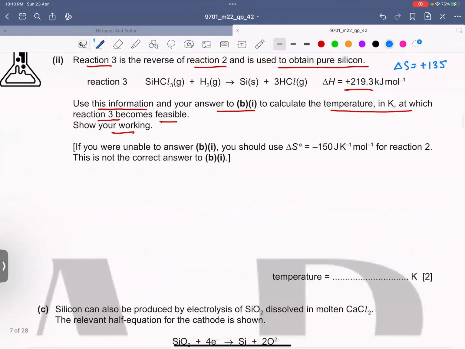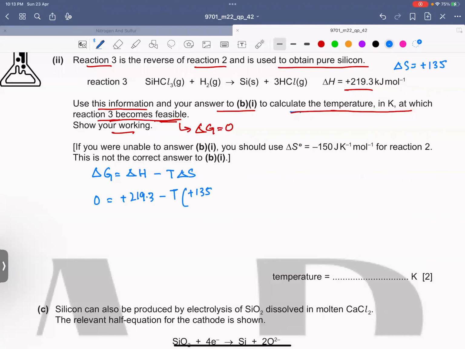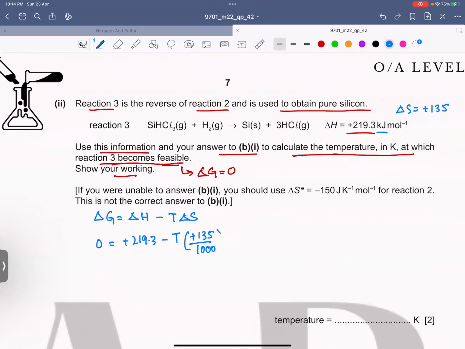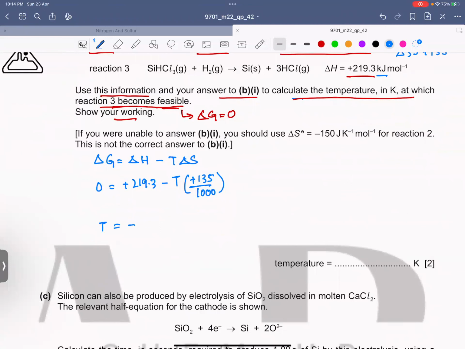Now we have to calculate the temperature at which reaction 3 becomes feasible. When it becomes feasible, it is the condition when the Gibbs free energy value is equal to 0. So Gibbs free energy is equal to delta H minus T delta S. Delta G is equal to 0. Delta H is equal to plus 219.3 minus the temperature that I have to calculate, and the entropy change is positive 135. But the unit here is joule, while the enthalpy change is in kilojoules, so I have to divide by 1000 to convert. So T is equal to minus 219.3 divided by 135 over 1000.